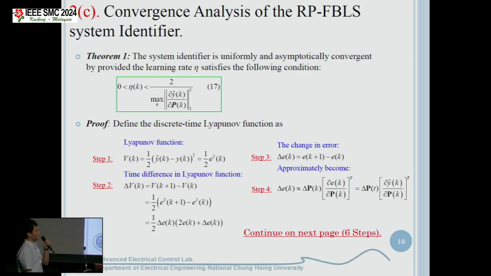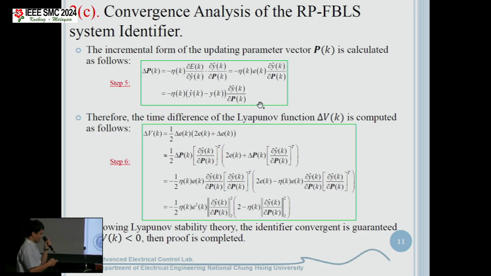And then we have theorem 1, which is for the system identification. It is uniformly and asymptotically convergent if the learning rate for the system identification, which is eta, for each sampling instance follows the condition written in equation 17. To prove that, we have 6 steps, and step number 1 until step number 4 are here. And step number 5 and step number 6 are written here. And finally, following the Lyapunov stability theory, the identifier convergence is guaranteed if delta pk is lower than 0, then the proof is complete.